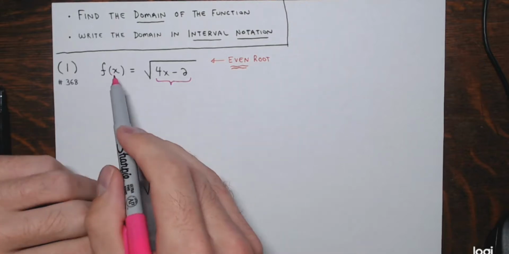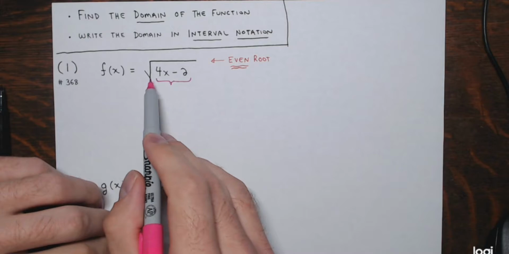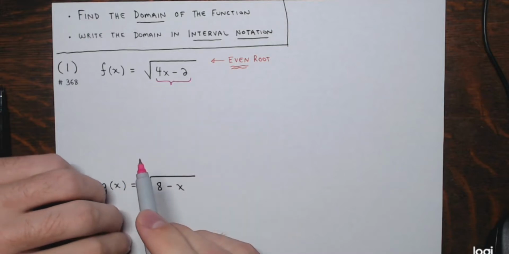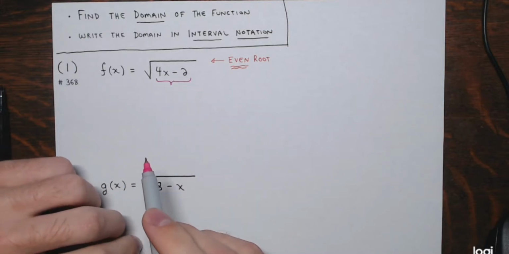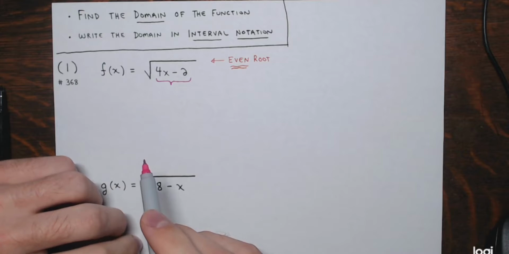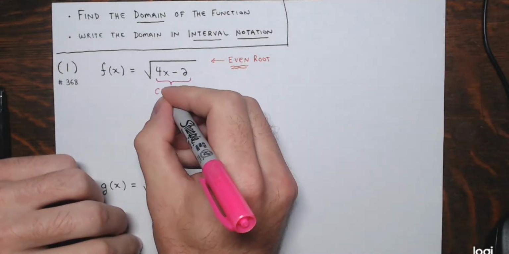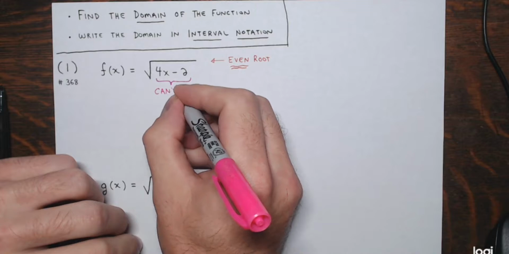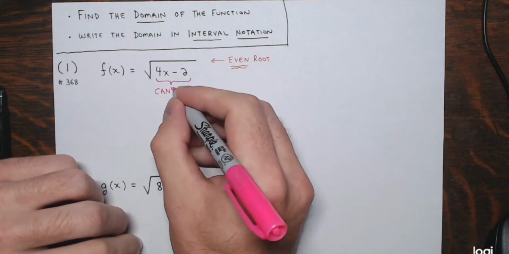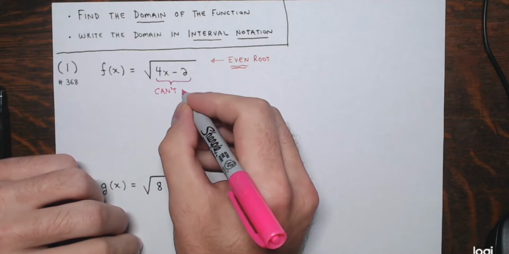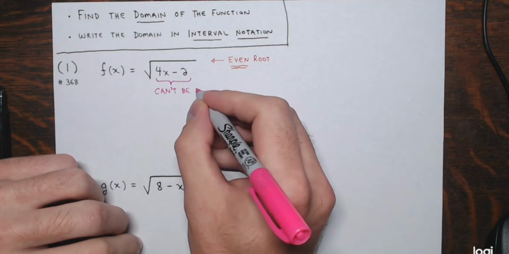I'm going to input a real number x. I would like the output to also be a real number. And hopefully you recall that an even root of a negative number is not real. So this can't be negative. This expression 4x minus 2, this radicand, the radicand can't be negative.